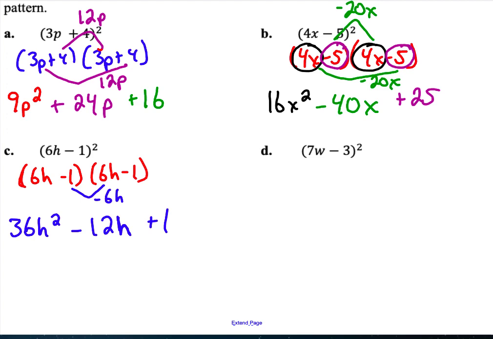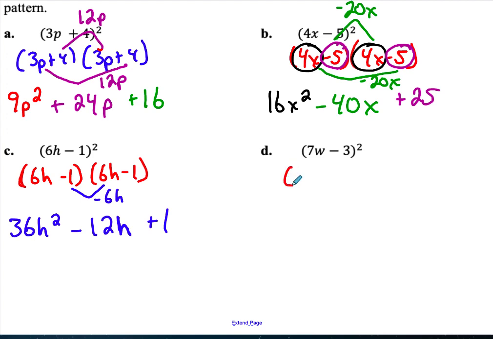Again, until the pattern starts to click for you, feel free to write out the work, to do the math and put them together. It's just that idea of as we get better and better at it, it will start to speed up for us and we'll start to notice those patterns and be able to do some of it without any of the work.